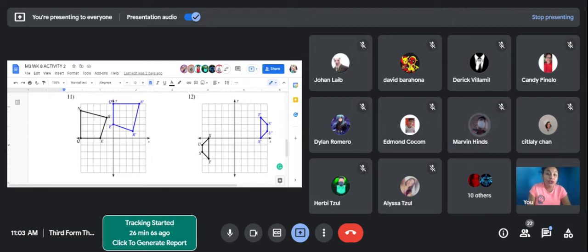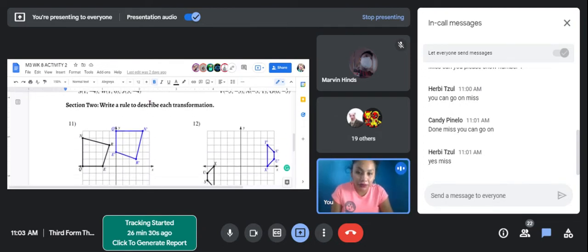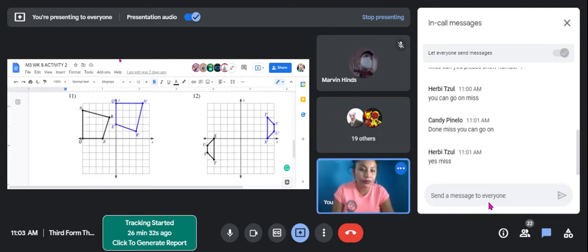3, Miss. 3. If I take a look at the degrees, 3 jumps, does that mean 90 degrees, 180 degrees, or 270 degrees? 270 degrees, Miss. Very good. So for this first one, the rule that we are going to be writing is a rotation of 270 degrees counterclockwise.